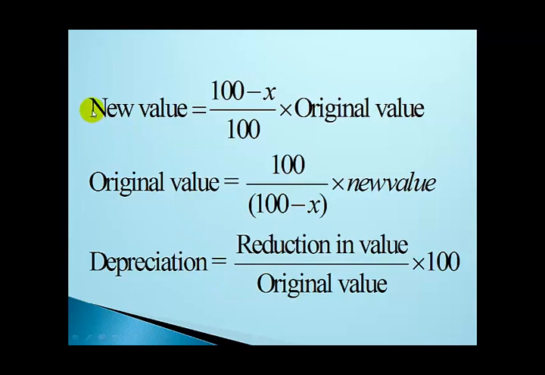Now, if you want to find the new value, it is 100 minus X divided by 100 times the original value, where X is the percentage depreciation. So you subtract X from 100, then you divide the result by 100 and you multiply by the original value, and that will give you the new value. If you want the original value, you divide 100 by 100 minus X, where X is the percentage depreciation, times the new value. If you want the depreciation itself, it's equal to the reduction in value divided by the original value times 100.